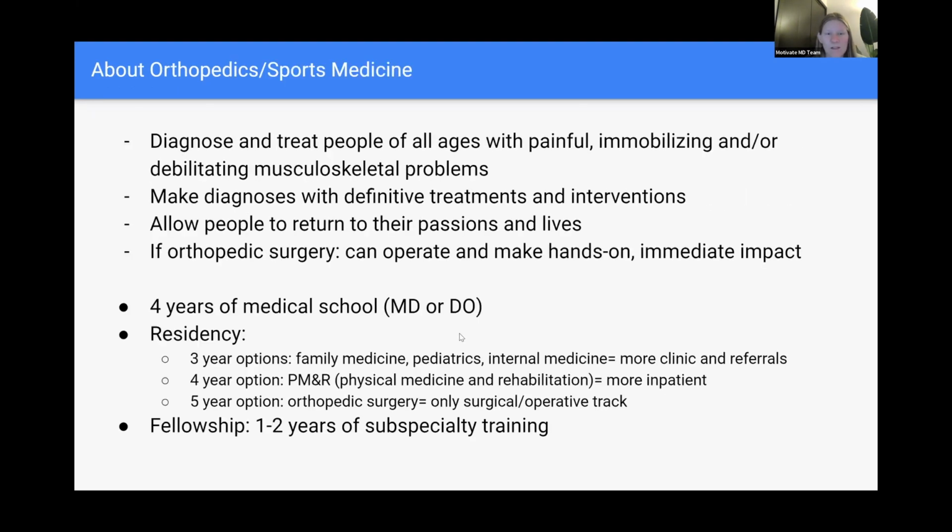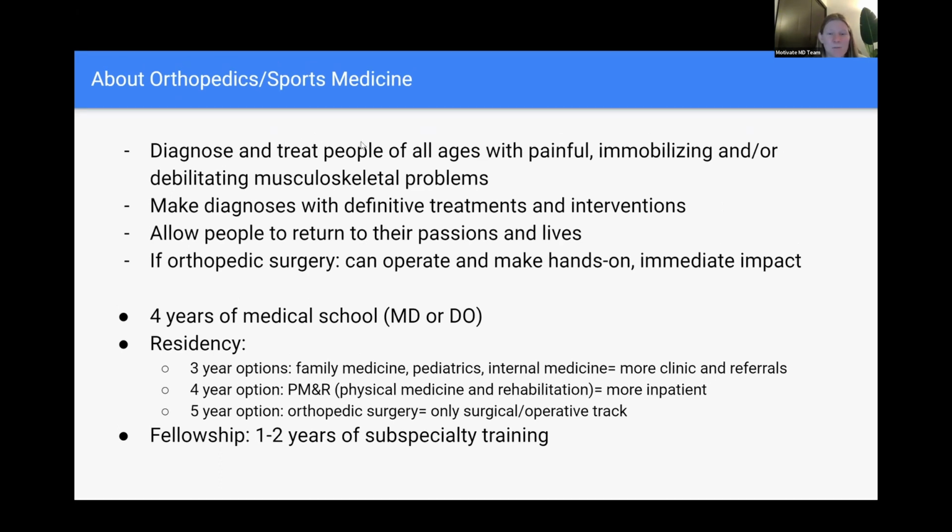So a little bit about orthopedics and sports medicine. Some things that you do: obviously diagnosing and treating people of all ages with painful, immobilizing, or debilitating musculoskeletal problems. So in orthopedics, you might see people who have really bad arthritis and they need a knee replacement, or maybe an 8-year-old who tore their meniscus. You can really get the full spectrum of people who have musculoskeletal problems.